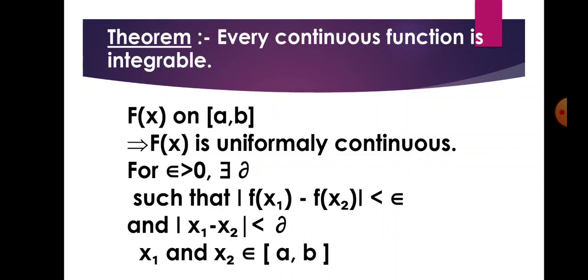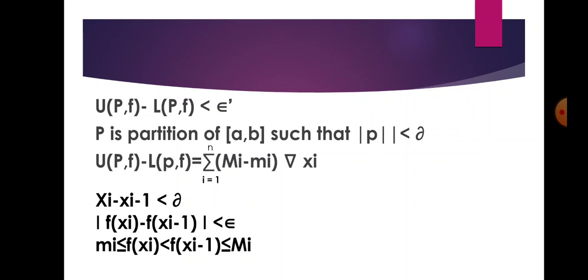Now, by the definition of uniform continuity, for any epsilon greater than 0, you will have a delta such that modulus of f(x1) minus f(x2) is less than epsilon, provided mod of x1 minus x2 is less than this delta, and here x1 and x2 belong to this interval [a, b]. Okay, now with the help of this information we have to show that f(x) is Riemann integrable.